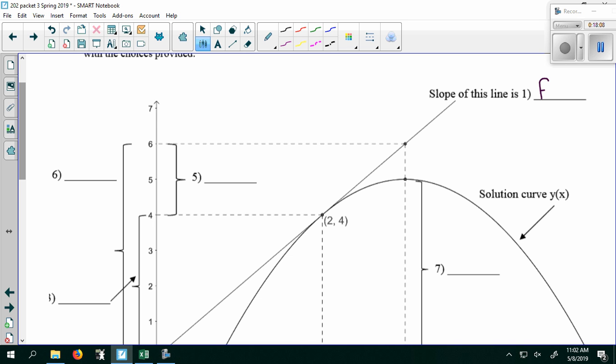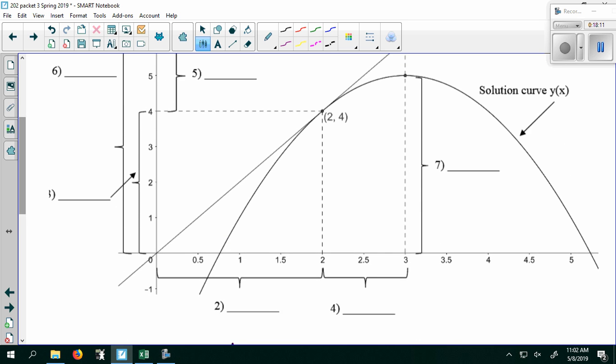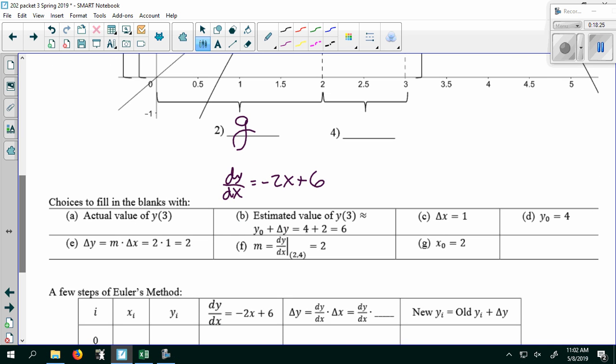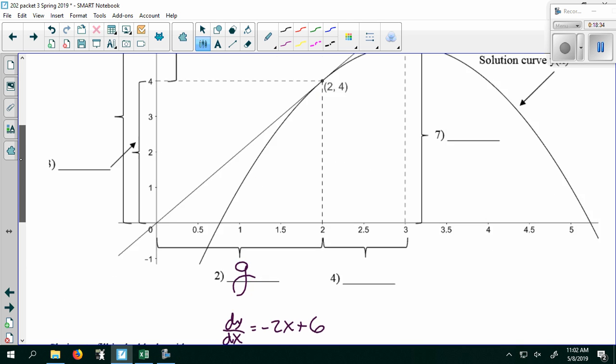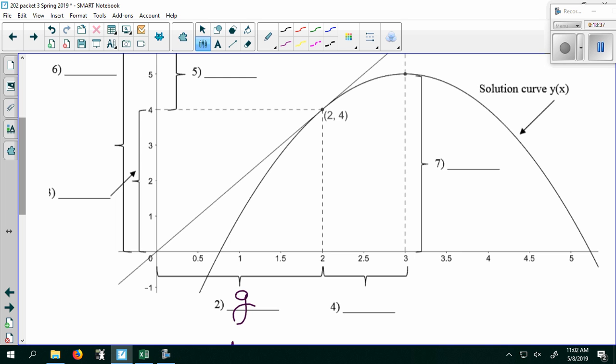All right, number 2. Next thing I want to fill in, the distance from 0 to 2. That is x naught, which is g. That is my initial condition, x naught. So just scroll down a little bit and look at g. x naught is 2, because your initial condition is x naught, y naught. Okay, so 3 is the y value. It's the distance from 0 to 4. So 0 to 4, that's y naught, which is d.